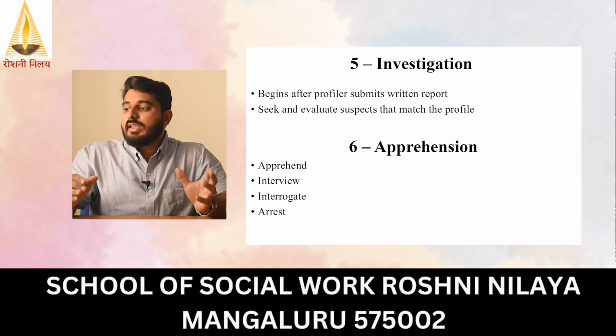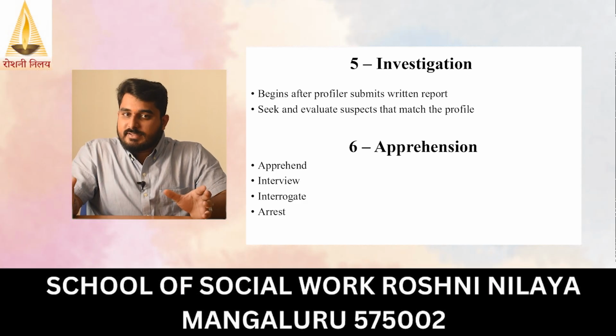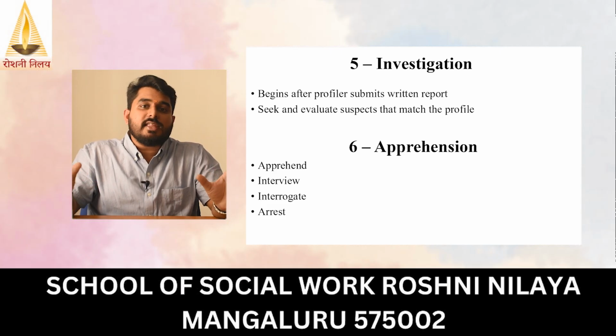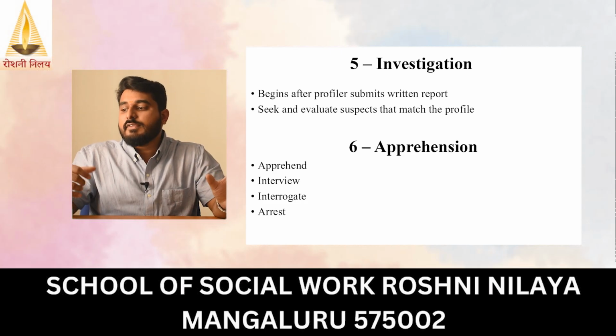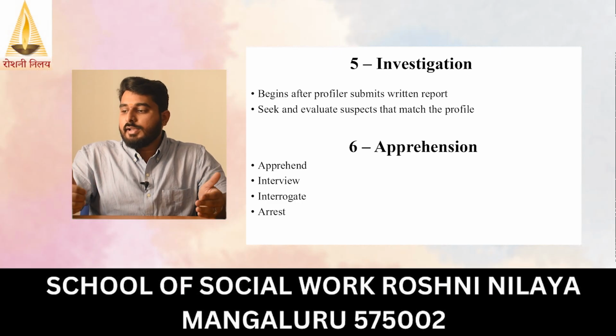Then we seek and evaluate suspects that match the profile. I said that we may have 5 suspects in our hand, that is, 1 profile and 5 suspects. Then we have to see which suspect suits this individual profile. Then we apprehend them, that means we arrest them. Then we interview them, then interview the witnesses and the family of the victims. Then we interrogate the suspect, and finally we submit the report to court. So this apprehension, interview, interrogation and arrest comes in the sixth stage of criminal profiling, that is apprehension.